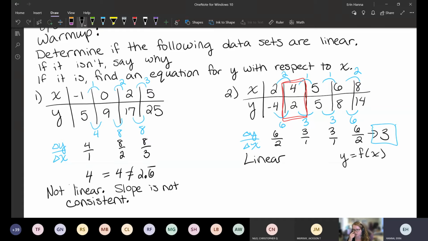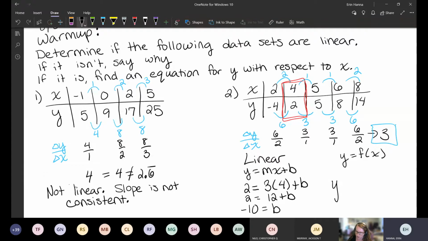Again, no matter what point you choose, you're going to get the same b value, so it doesn't matter which one you pick. I have to plug that into y equals mx plus b. So our y is 2, our m is 3, our x is 4. Don't know what b is yet. So 4 times 3 is 12 plus b. Subtract 12 from both sides. We're going to get negative 10 equals b. So y equals 3x minus 10.